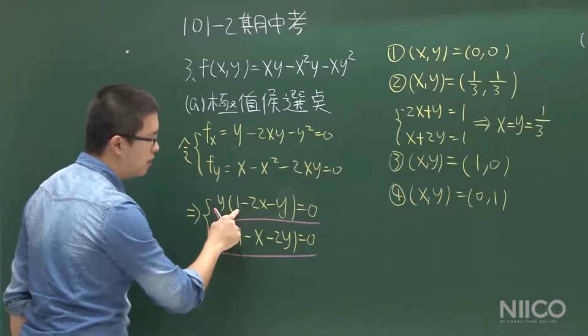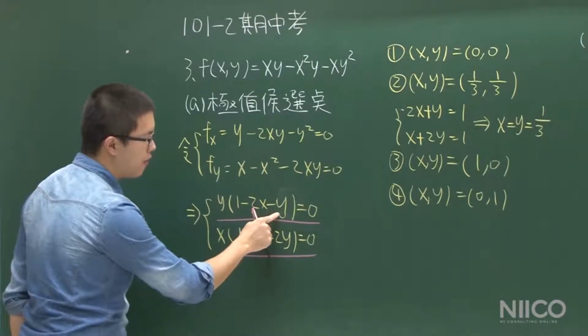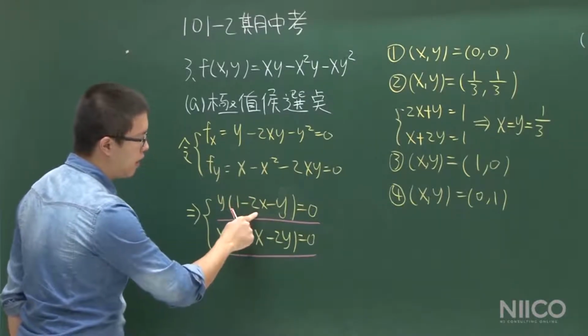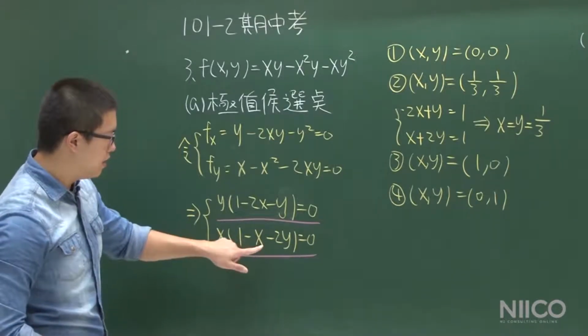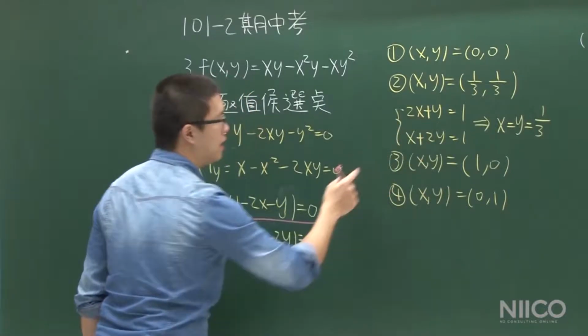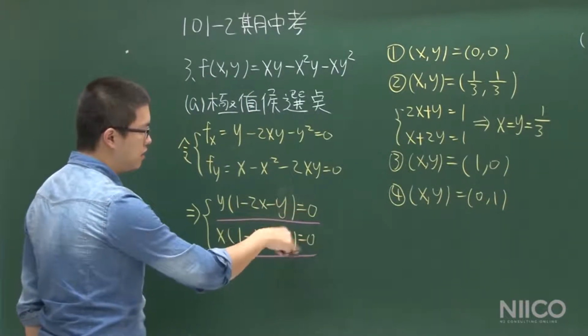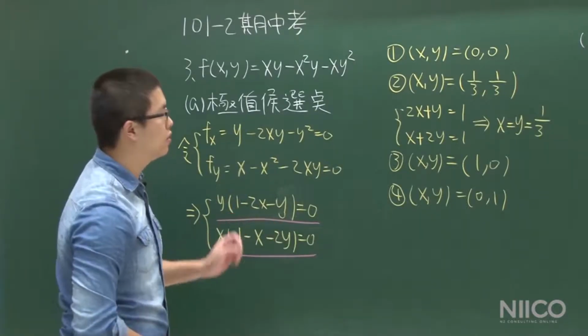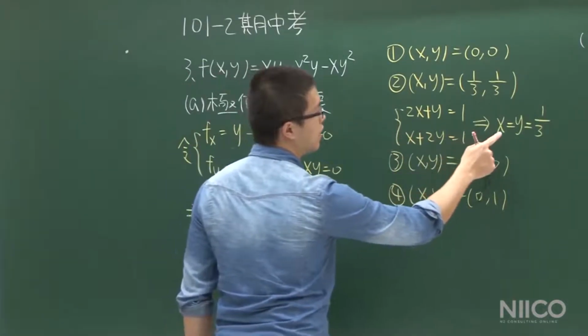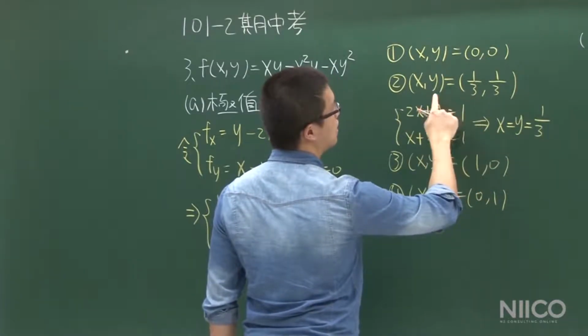Now, the third solution would be when x is equivalent to 0, but y is not. So x is equivalent to 0, and, well, since y is not 0, 1 minus 2x minus y would definitely be 0. So we can see that y is equivalent to 1. And the last solution to this set of equations will be when y is equivalent to 0. When y is equivalent to 0, x is definitely 1. So there we have 4 candidates.